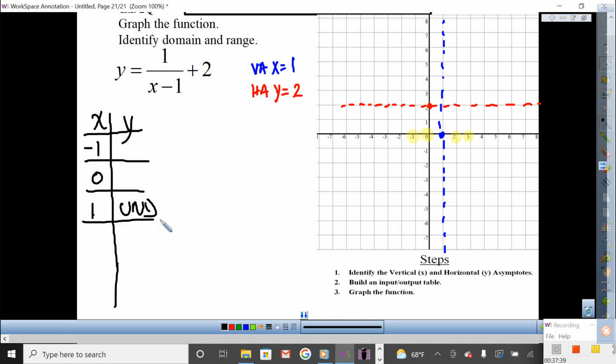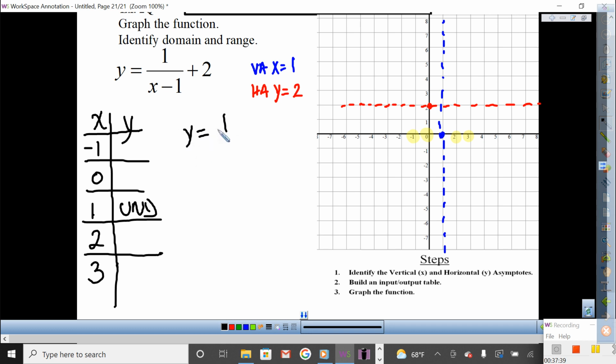Undefined. Tell your neighbor why. Why is 1 undefined? Good. Sky, why is it undefined? Because it's the asymptote. We cannot use the asymptote. We cannot touch 1. Okay? And then we use 2 and 3. Okay? So let's use our equation.